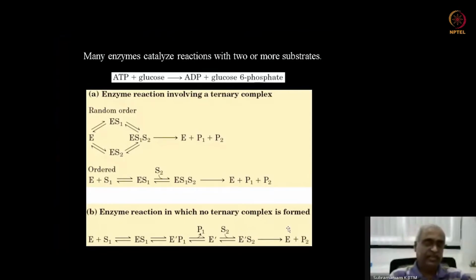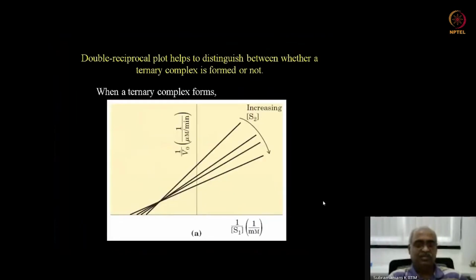And fortunately, the difference between whether it involves a ternary complex or not can be readily recognized using the kinetics that we saw so far. So this will be the way the double reciprocal plot or the Lineweaver-Burk plot looks for an enzyme that involves ternary complex formation. So here, each individual line you already understand, that is, reciprocal of the substrate and velocity are plotted.